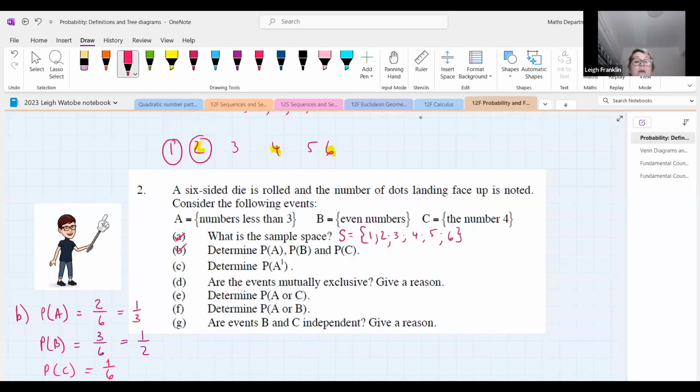Okay, now they say determine the probability of A prime. What does that mean? What does question C mean? And how would we calculate it? Does anybody know? Not A. Good. The probability of A not occurring.